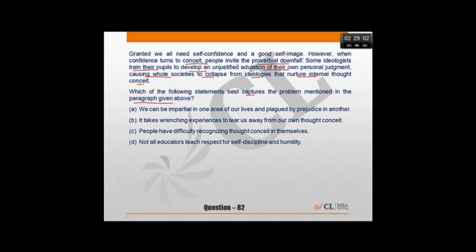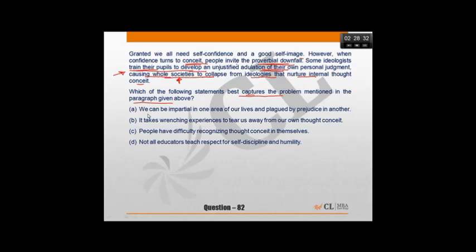Granted, we all need self-confidence and good self-image. However, when confidence turns to conceit, people invite downfall. Some ideologists train their pupils to develop an unjustified adulation of their own personal judgment, causing whole societies to collapse in ideologies that nurture internal thought and conceit. Okay, what is the problem? The problem is that people have conceit and they are not being trained properly to be able to handle it, which leads to societies collapsing.